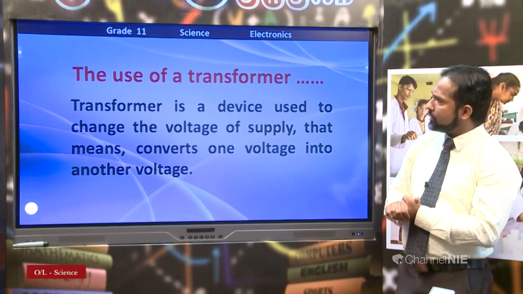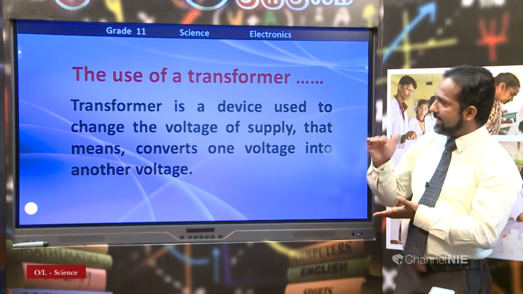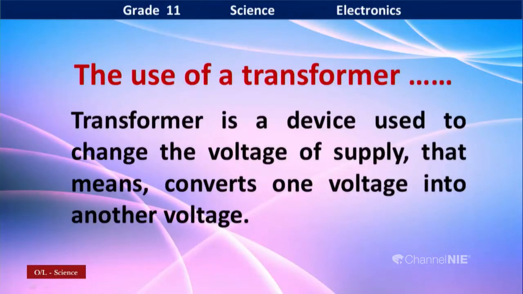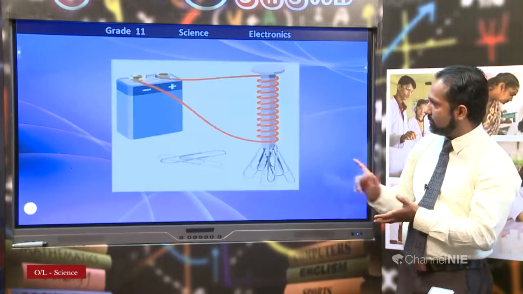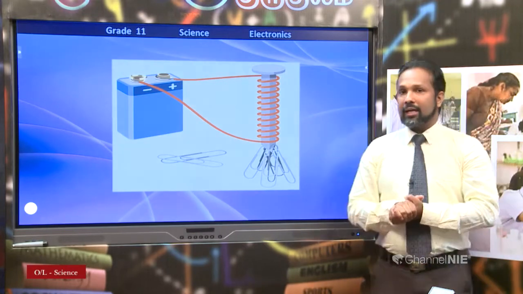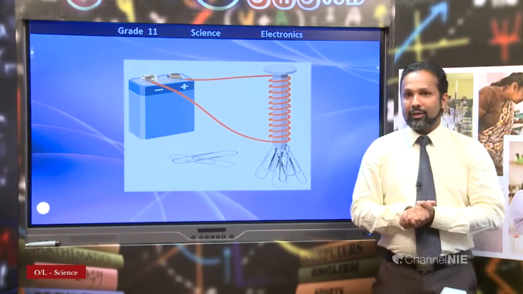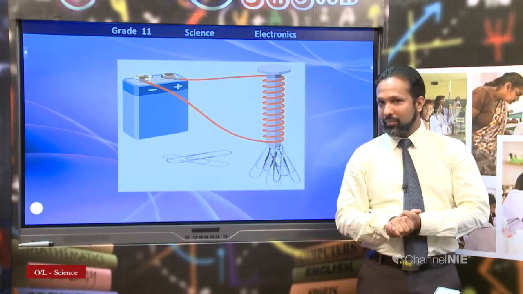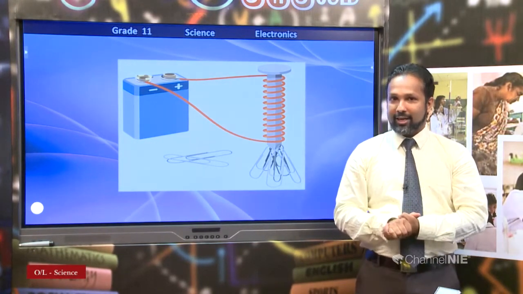What are the uses of transformers? As I told you earlier, a transformer is a device used to change the voltage of supply, that means it converts one voltage into another voltage. Before studying about transformers, I would like to draw your attention to the electromagnet. Can you remember what is called an electromagnet?